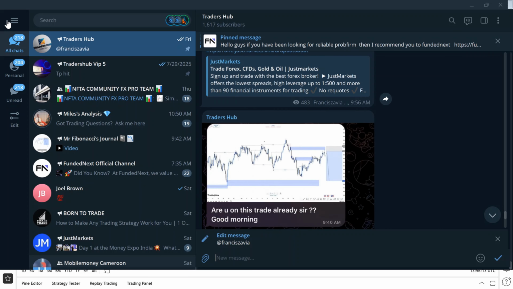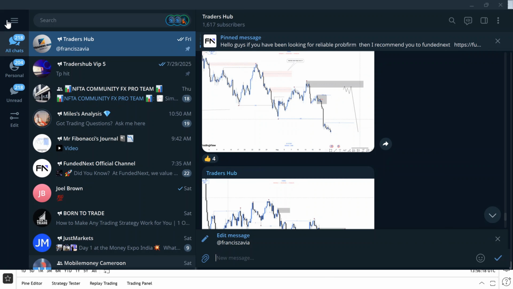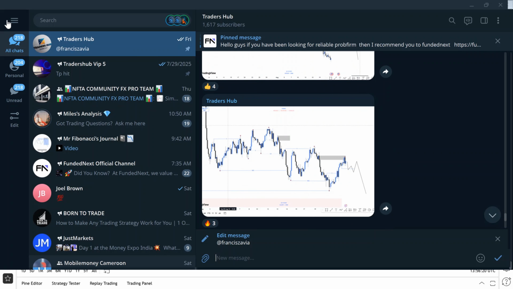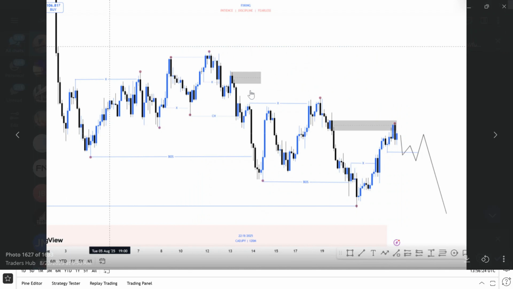Okay, I think I got the setup on Gold, which I did not send the entry on the group. So these are setups that I sent and they have not played out. This is a setup here on CAD JPY, and this setup is a little bit complicated, but just to know, this was our last break of structure.